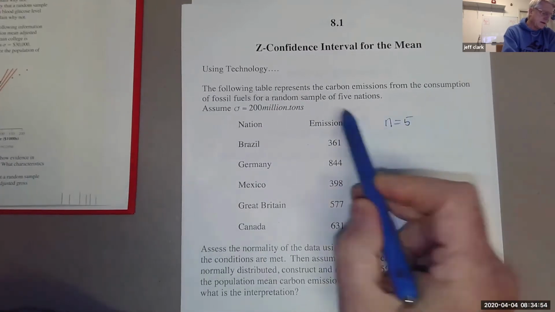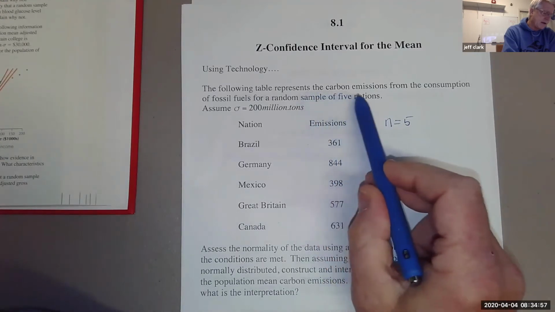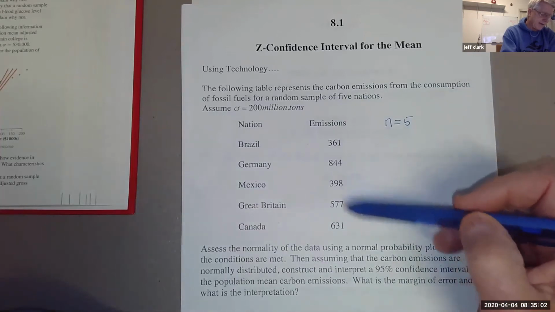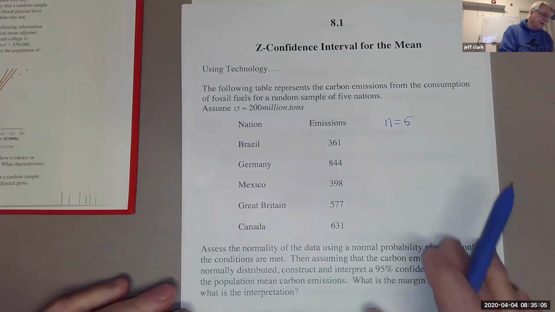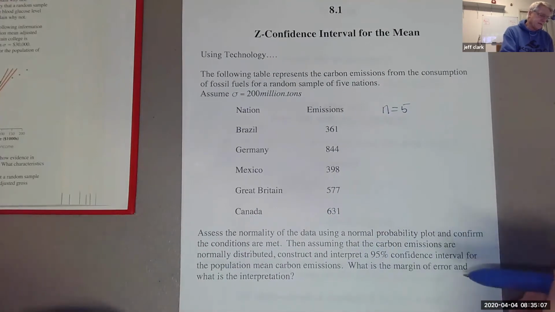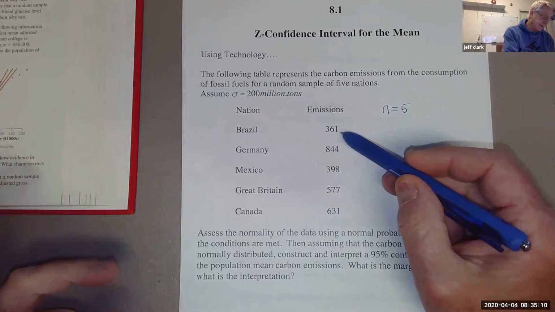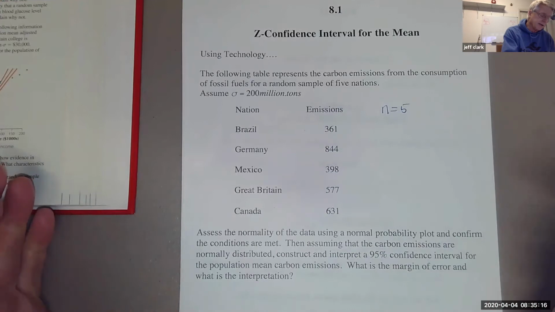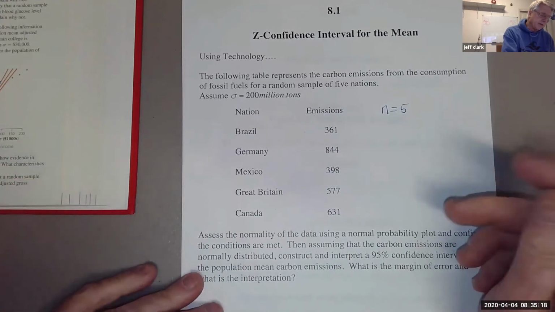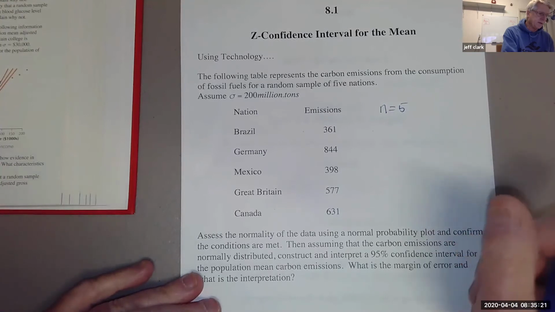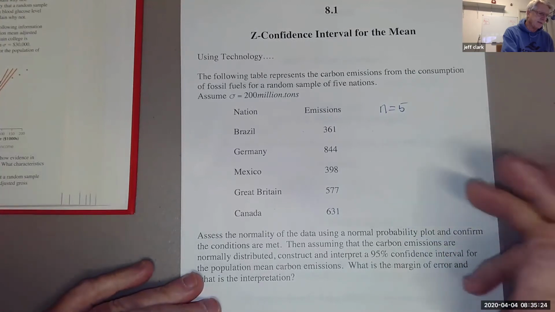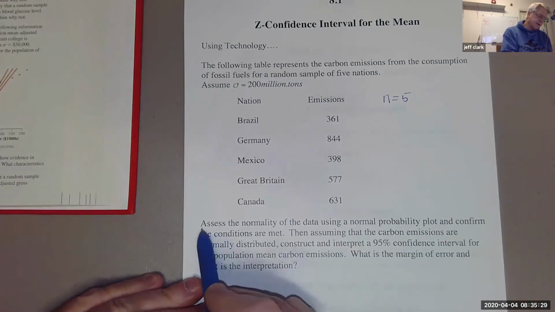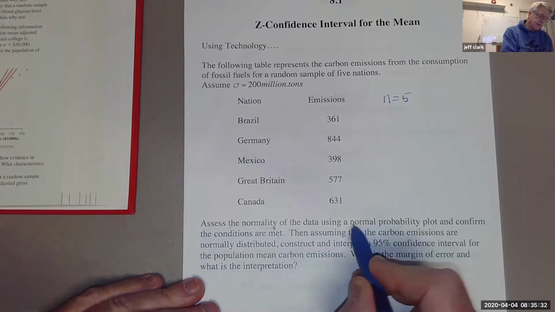The following table talks about 5 nations and their carbon emissions from consumption of fossil fuels. So we've got 5 countries. We don't know if the 5 represents normal, and it's definitely less than 30, so I can't even use case 2. It doesn't say normal, so I can't use case 1. But I don't want to completely disregard that it could be normal. We could use the concepts of answering questions about probability or even confidence intervals until we assess the normality of the data. And we're going to use the probability plot.